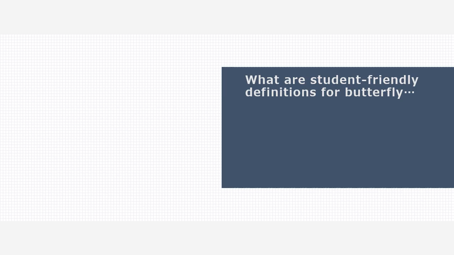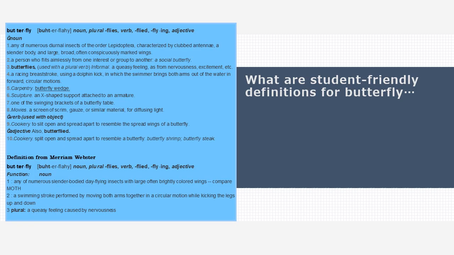Let's take a look at the word butterfly. In the top portion, you see the typical dictionary definition of a butterfly. The first one, the most common one, is any of numerous diurnal insects of the order Lepidoptera, characterized by clubbed antennae, a slender body, and large, broad, often conspicuously marked wings. That definition is even more challenging and confusing than the word butterfly for a child.